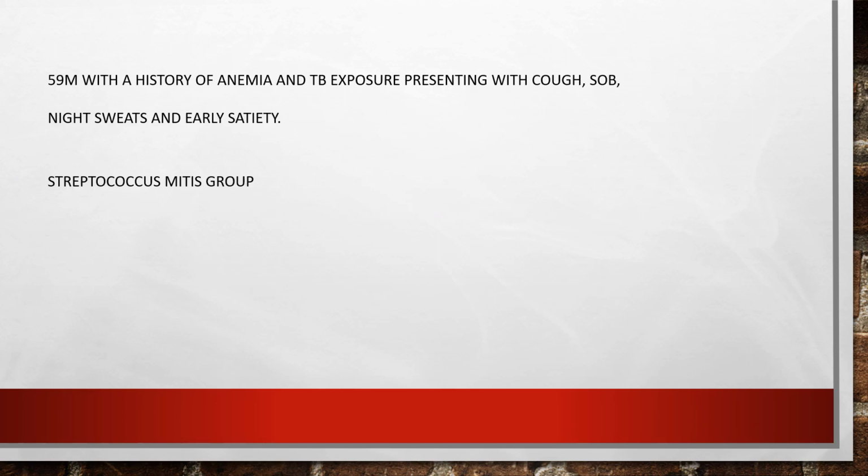So let's start now with the cases that we prepared. We'll just go through the cases. The first case is a 59-year-old male. He has a history of anemia and TB exposure a long time ago. He presented with drenching night sweats, cough, shortness of breath, nausea and vomiting, and that was for 3 to 4 weeks before that.